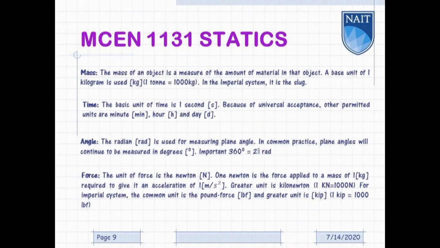Angle. The radian is used for measuring plane angle. In common practice, plane angles will continue to be measured in degrees. It is important to note that 360 degrees equals 2 pi radians.